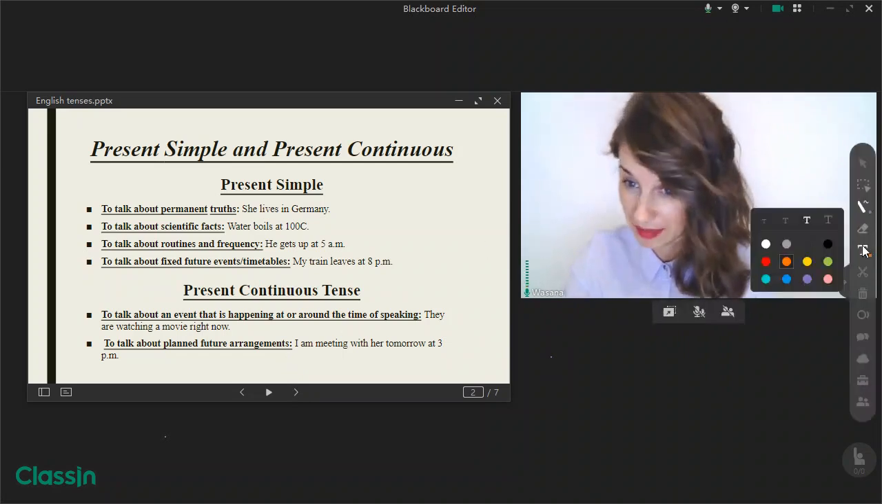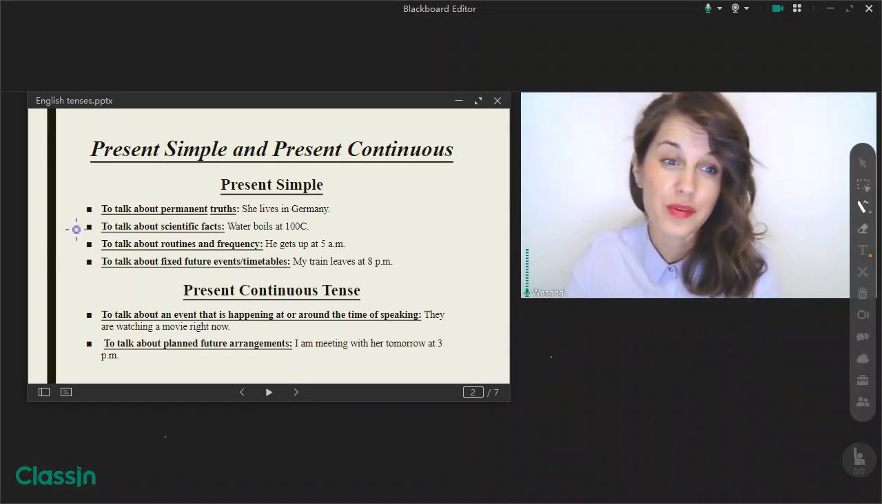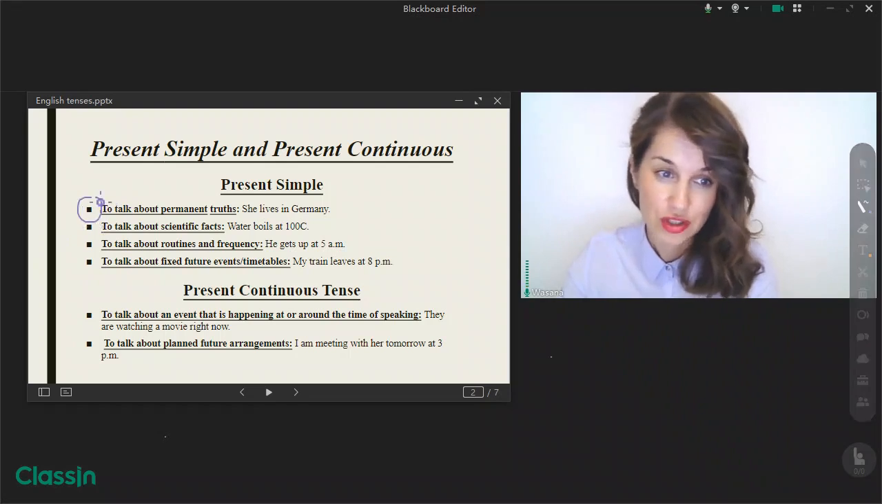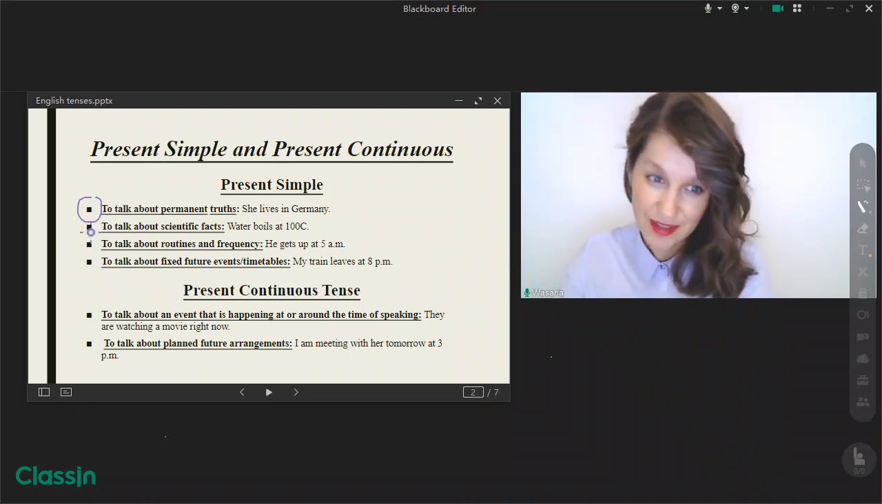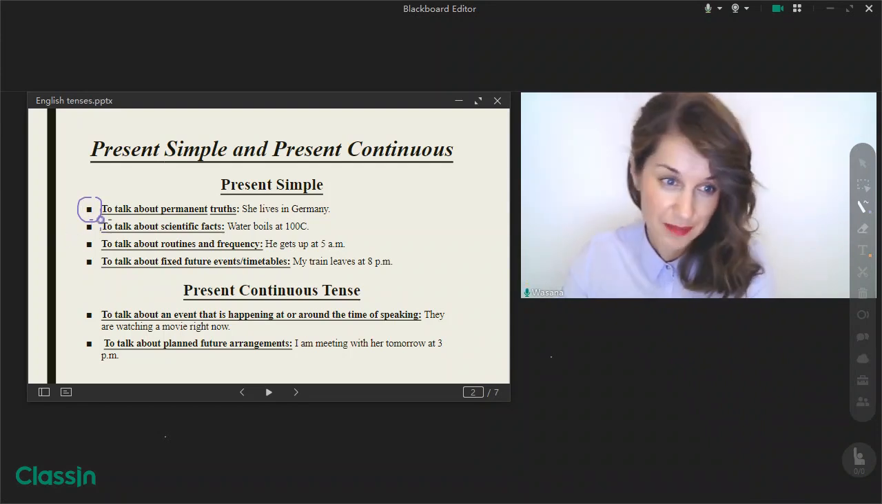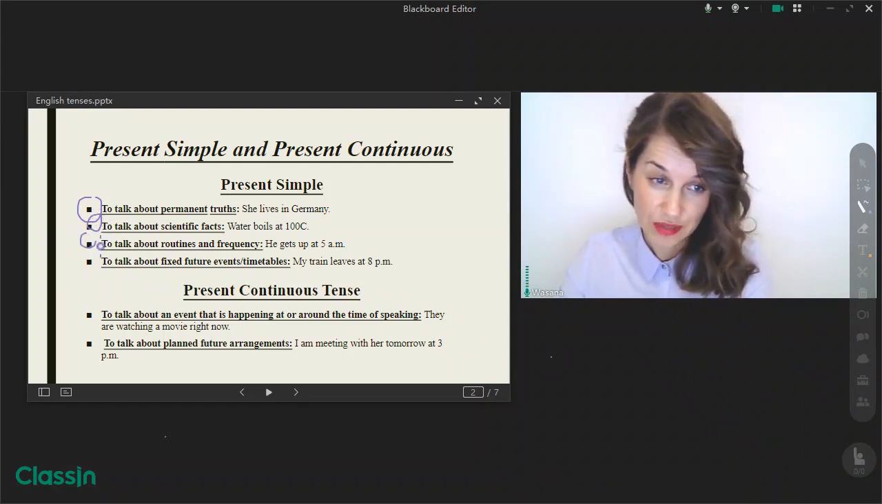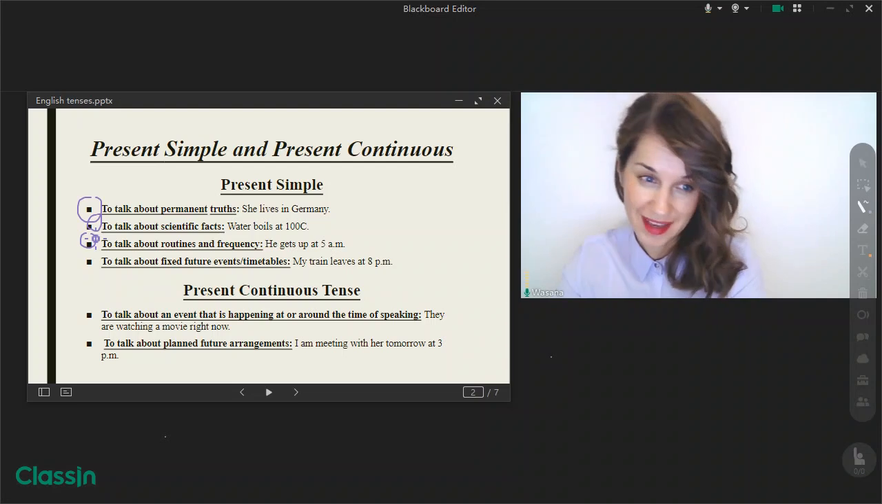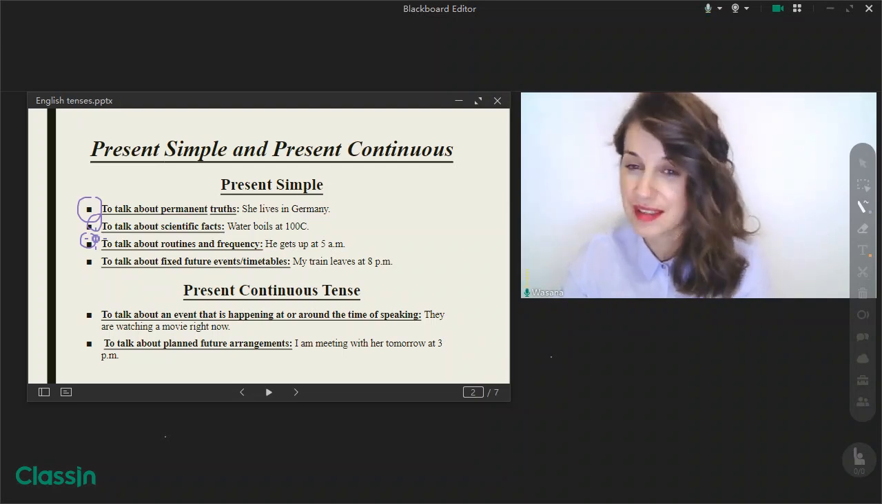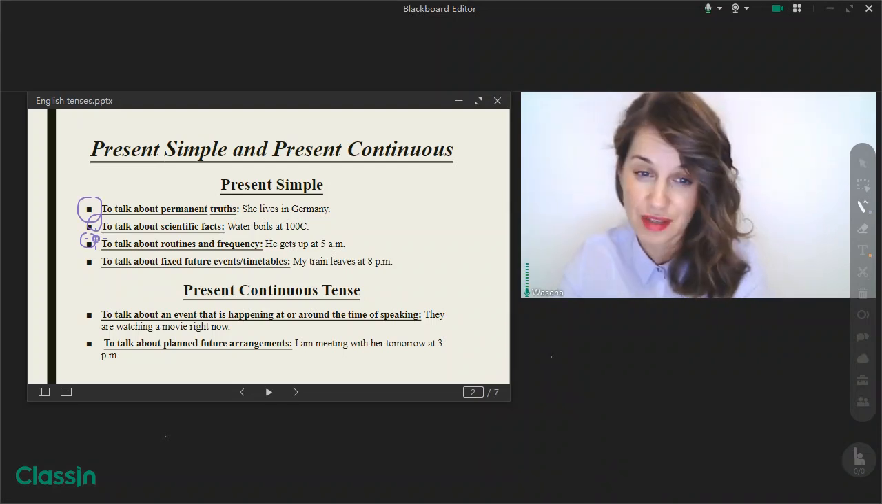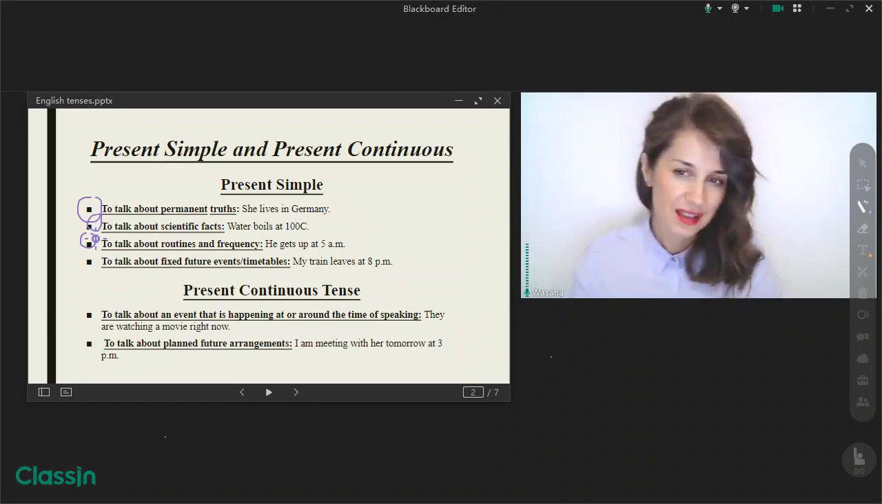Present simple tense we use to talk about permanent truths. She lives in Germany. To talk about scientific facts, water boils at 100 degrees. To talk about routines and frequency, he gets up at 5 a.m. And to talk about fixed future events and timetables, my train leaves at 8 p.m. I think this is very clear.